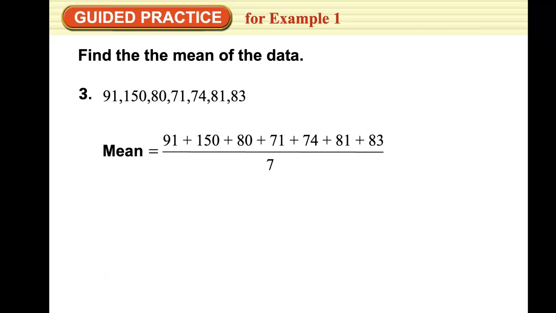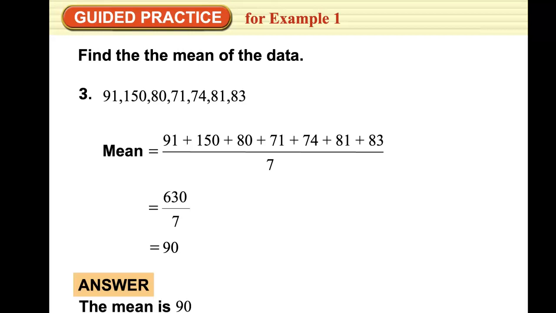Okay, so you would add them up, divide by 7. So you should have gotten 630 when you add them up. If you didn't, you want to try that again. Divide by 7 and you get 90.